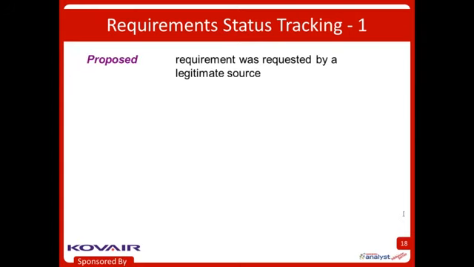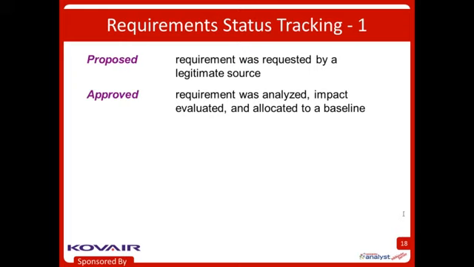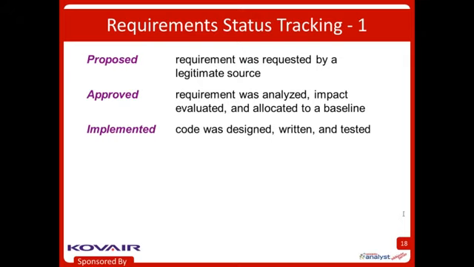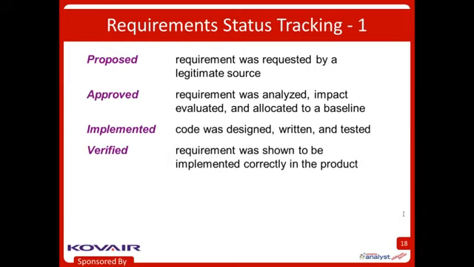Maybe it starts out being proposed, meaning the requirement was requested by some legitimate source that we respect. After it's been analyzed and the impact assessed, it might be allocated to a baseline and therefore has the status of approved. At some point, we're going to implement that requirement, meaning somebody did some design and wrote some code and tested the code, and we think, yeah, we've made that requirement happen. We do some testing or other verification activities to convince ourselves the requirement was implemented correctly in the product, and now it has a status of verified.